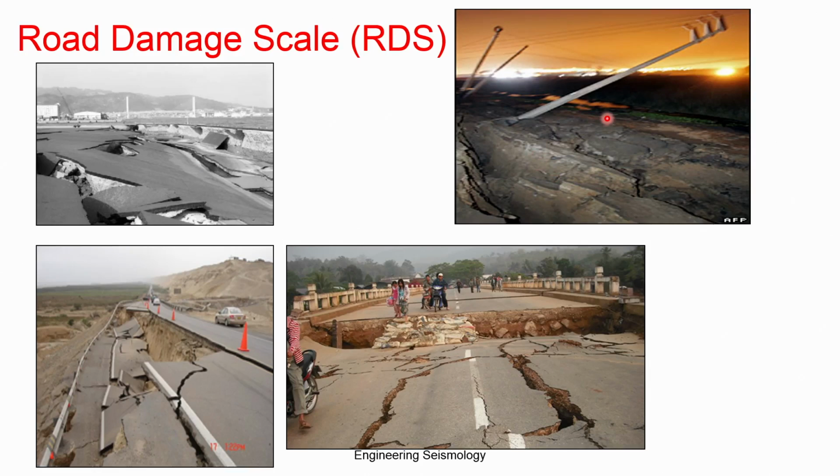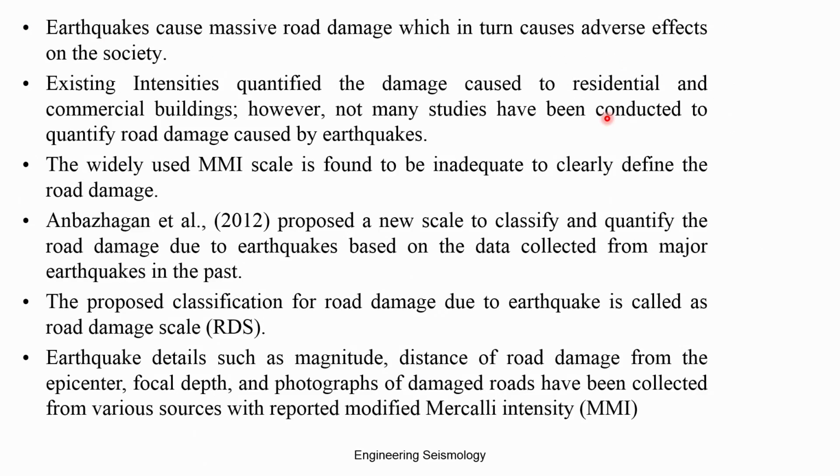So the researchers, actually this scale was basically developed by me. What we did basically, we collected the information from the historic reports about where and how roads got damaged, and photos of those damages, and tried to compile them from the historic data. With respect to magnitude we collected it, and the distance of that particular road from the epicenter, and tried to get a photo of that road, and then the damage description. These data are compiled.